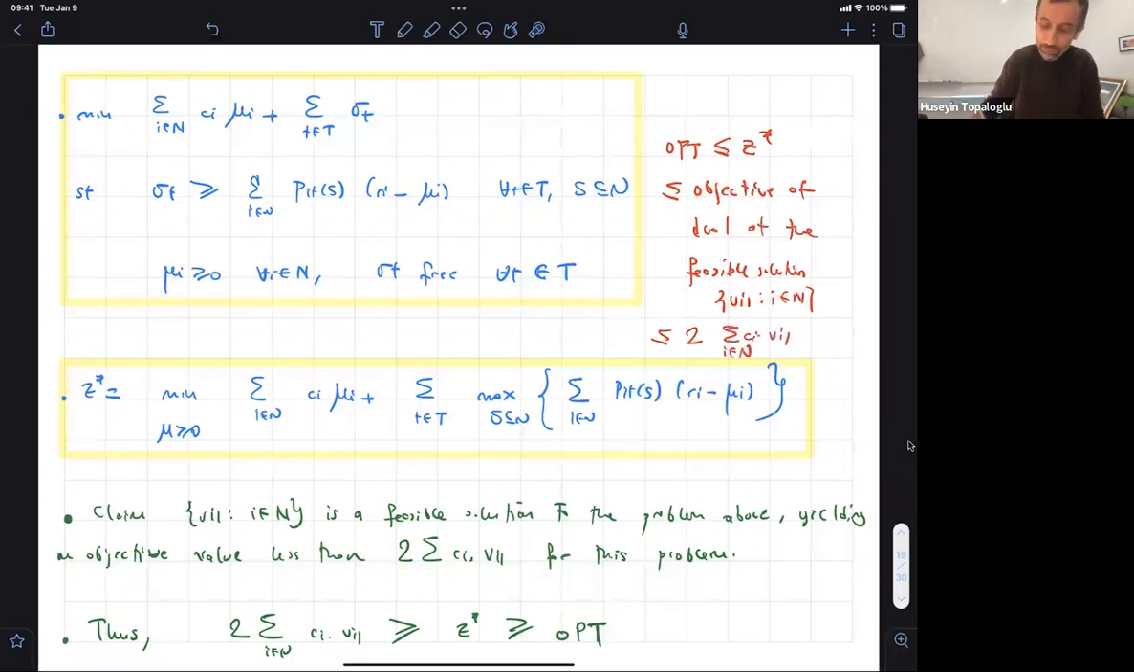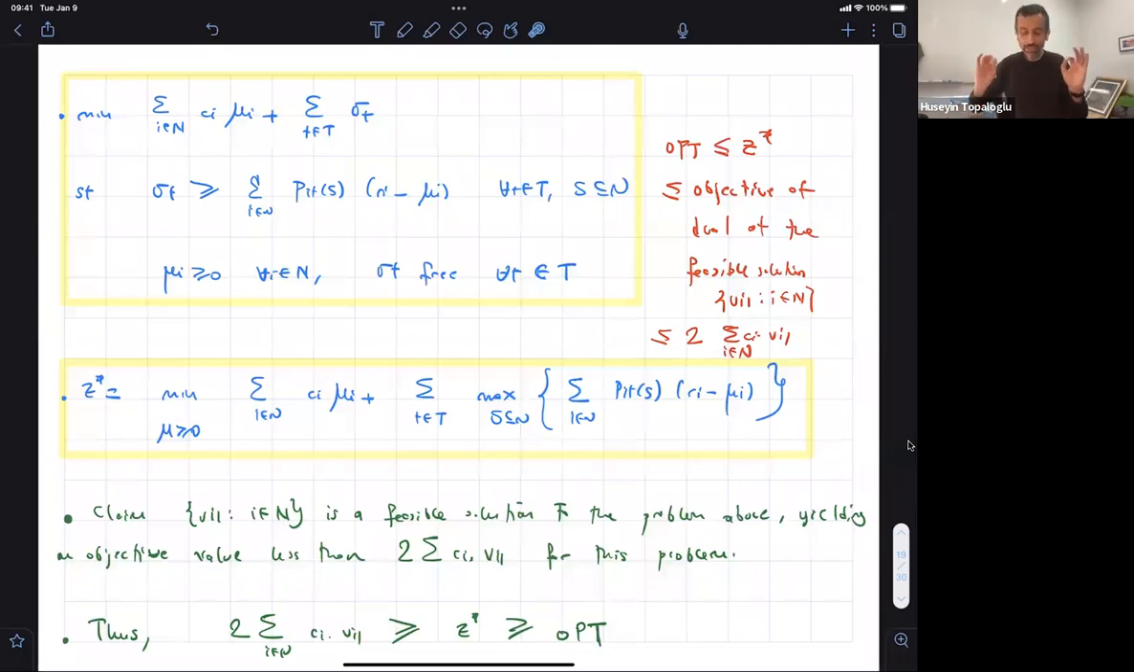So then what do we obtain? 2 times CI times VI1s, 2 times our initial valuation of the capacities, is an upper bound on the optimal total expected revenue. This is exactly the second inequality that we set out to solve. Okay, so that's how we're going to do this.